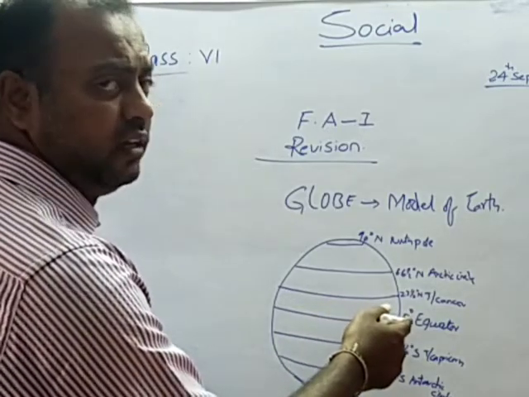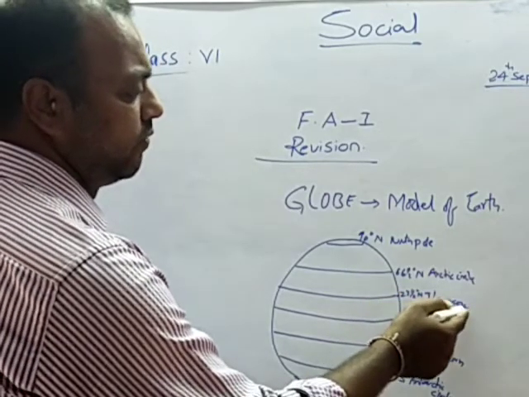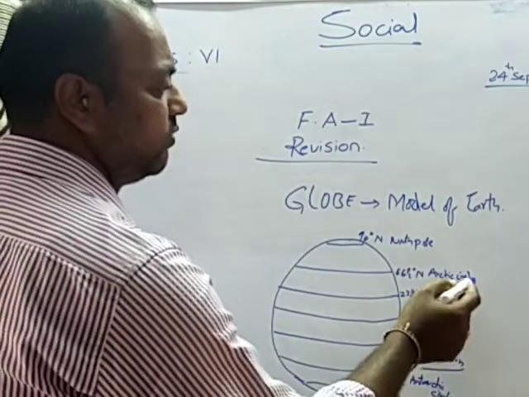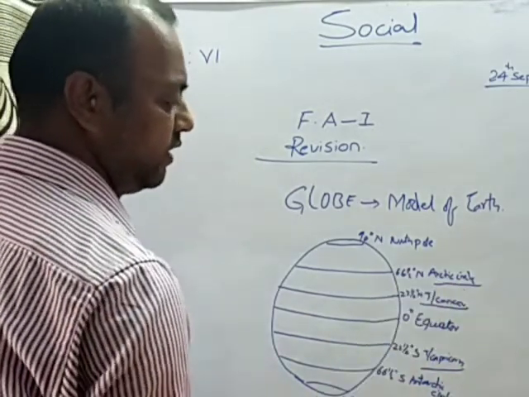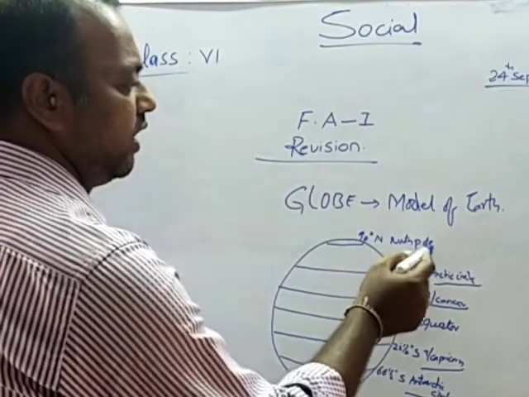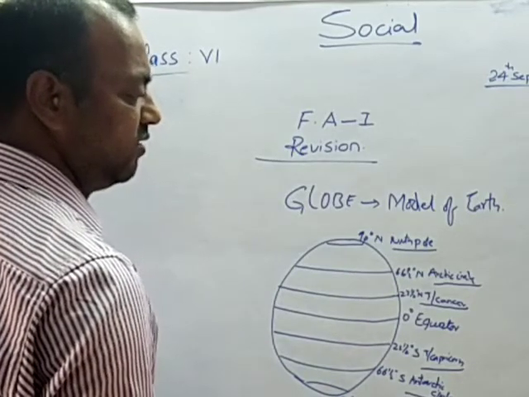0 degrees latitude, we call it the equator. 23 and a half north is called the Tropic of Cancer. 23 and a half south, we call it the Tropic of Capricorn. 66 and a half north, we call it the Arctic Circle. 66 and a half south, we call it the Antarctic Circle. North 90 degrees is called the North Pole. 90 degrees south is called the South Pole.